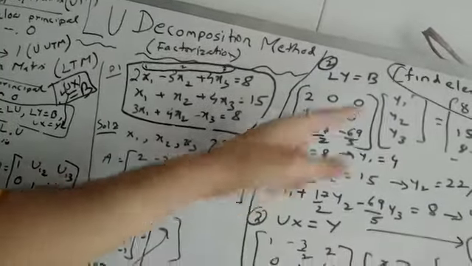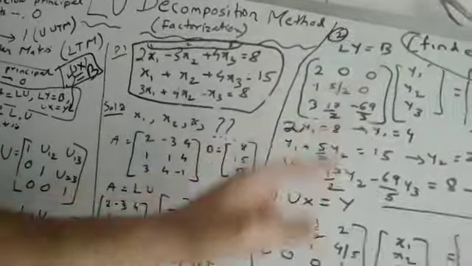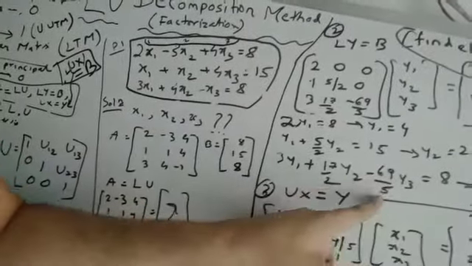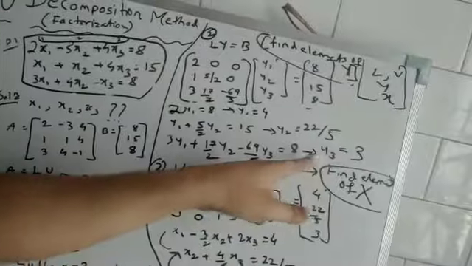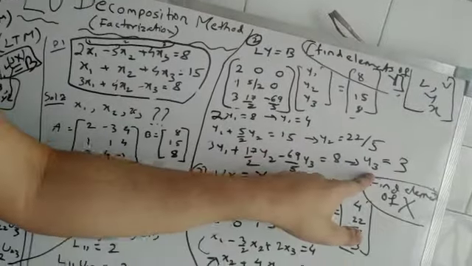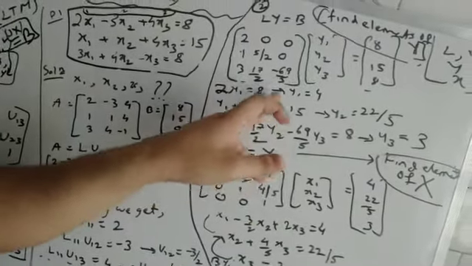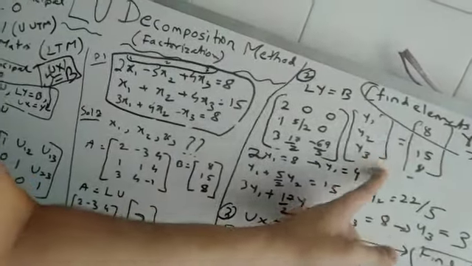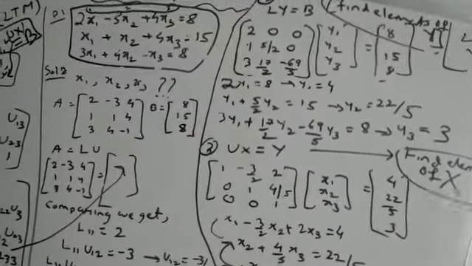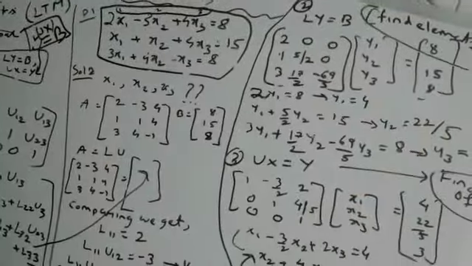And for this one, 3y1 plus 17 by 2 y2 minus 69 by 5 y3 is equal to 8. That will give us y3 is equal to 3, because we already know the values of y1 and y2 from these two steps. Fine. So basically we have calculated the elements of the y matrix, y1, y2, y3. The dimension is 3 cross 3, right? So only 3 elements you need to find out. So second step is over.